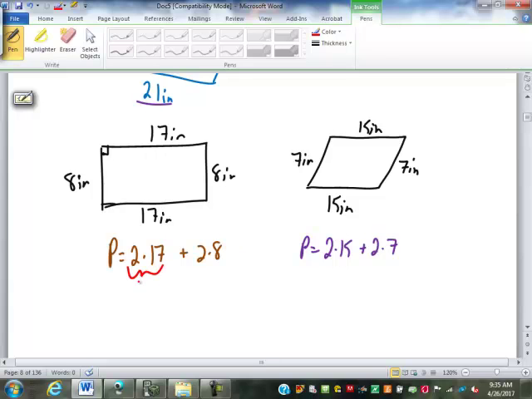I'll go ahead and finish this one off. 2 times 17 is 34. 2 times 8 is 16, which adds up to 50. So that perimeter there is 50 inches.